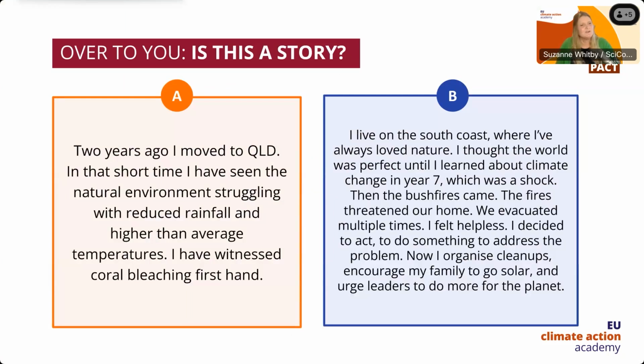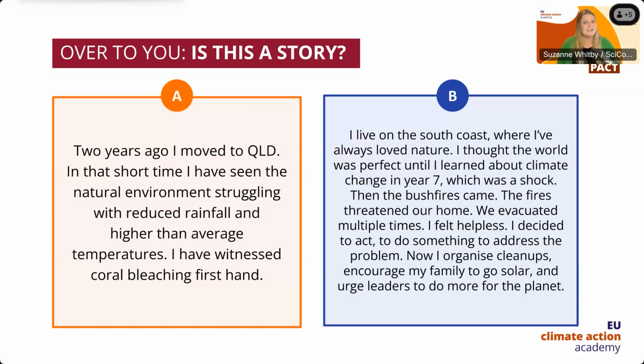So please, can you read these two stories or these two texts? I want you to have a look at them and decide if one of them is a story. And if it is, choose it. And then we'll see who's chosen what as a story. So the first one says, 2 years ago, I moved to Queensland. In that short time, I have seen the natural environment struggling with reduced rainfall and higher than average temperatures. I have witnessed coral bleaching firsthand.